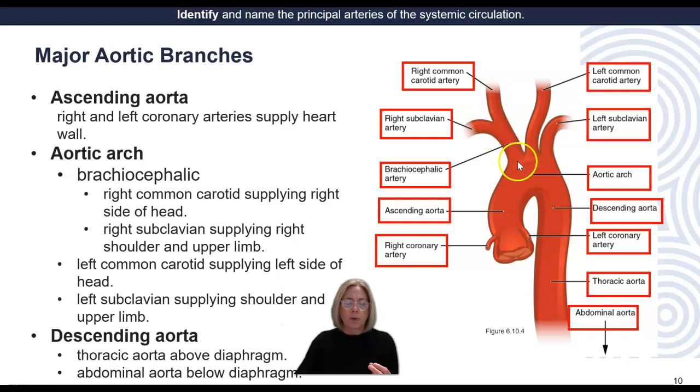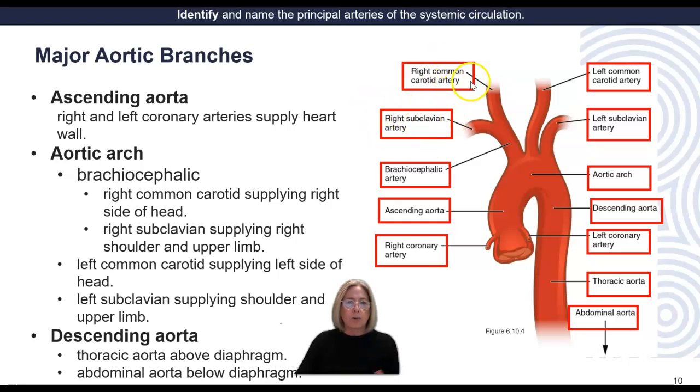You can see here that the brachiocephalic is fairly short before it branches into the right common carotid, which supplies the right side of the head, and then the right subclavian artery, supplying the right shoulder and the upper limb. The left common carotid then supplies the left side of the head, and the left subclavian artery supplies the shoulder and the upper limb. Now, everybody, it is really important that you know and can identify and name these arteries.